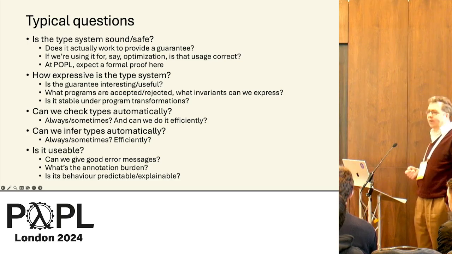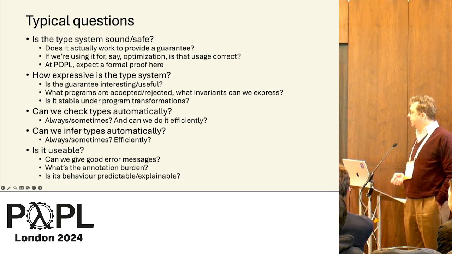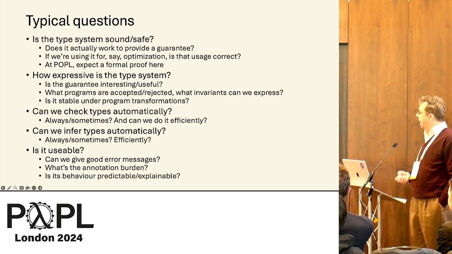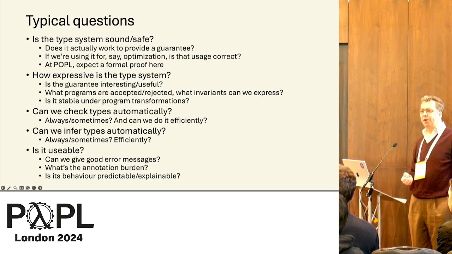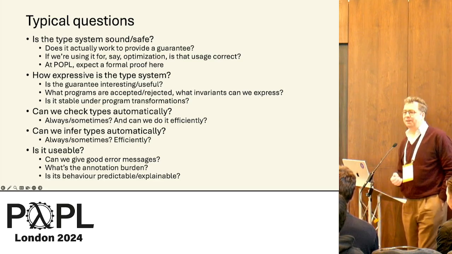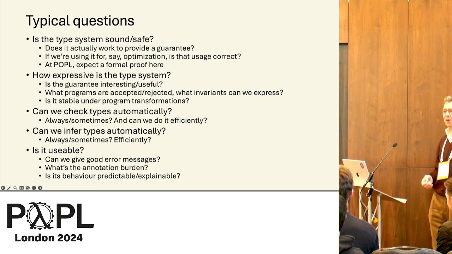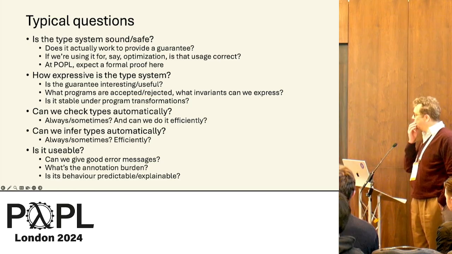And then there's questions related to more algorithmic concerns. So can we check the types automatically, always or sometimes? And also, can we do it efficiently? Something that I never worried about until I started working on compilers in a commercial environment, and I suddenly realized that I was more interested in performance than I was in anything else.